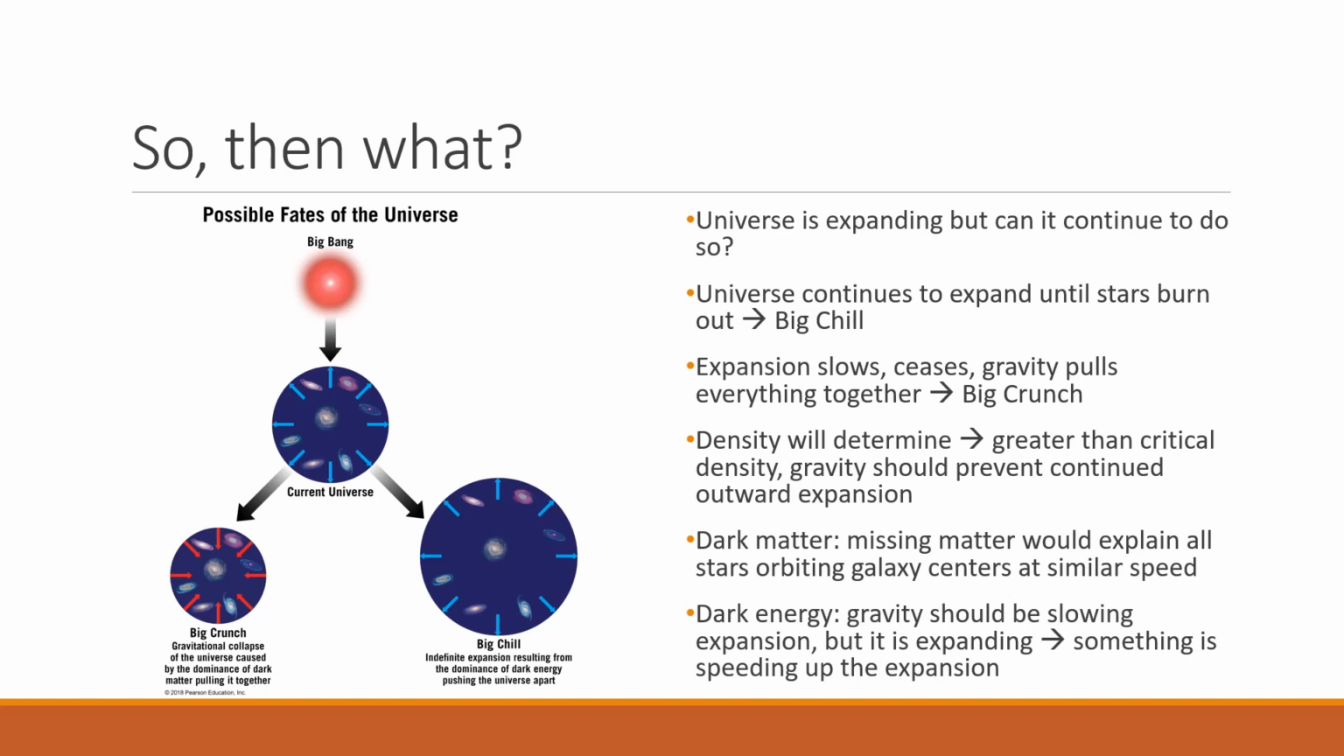The other most important one for what's going to happen to the universe is this idea of dark energy. So dark energy is what we use to explain the fact that gravity should be slowing down expansion, but expansion is speeding up. We see that the universe keeps expanding. So something out there is speeding up the expansion that's counteracting the gravity, and that is dark energy.